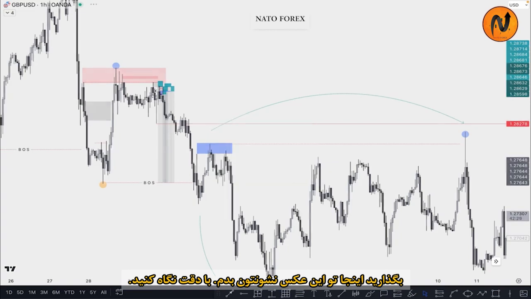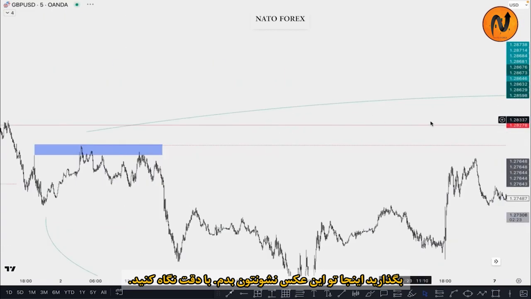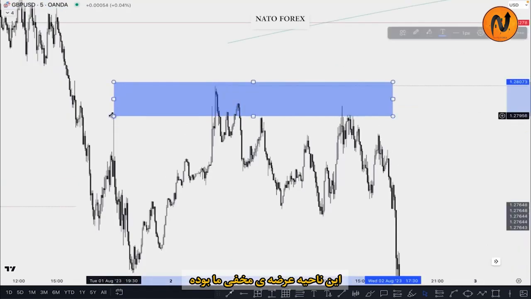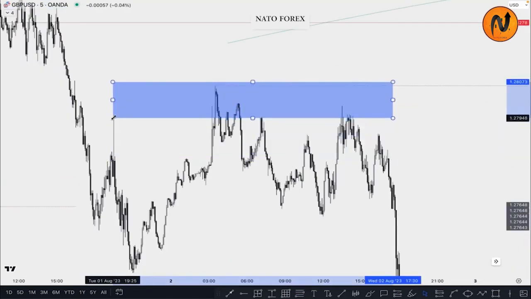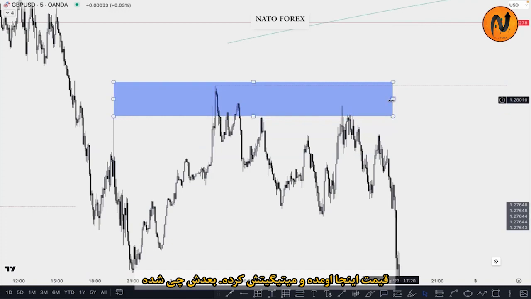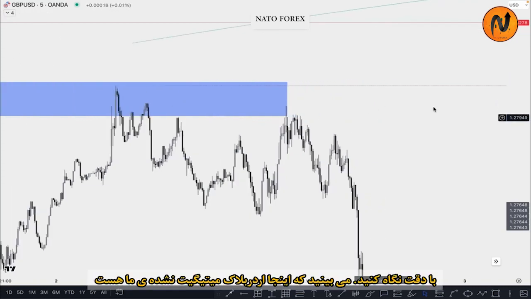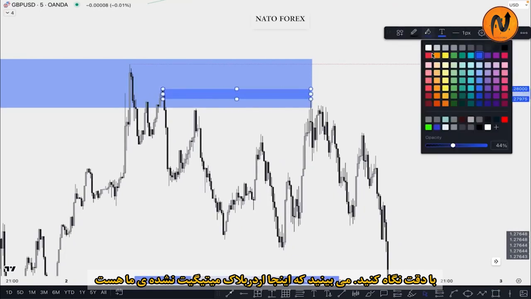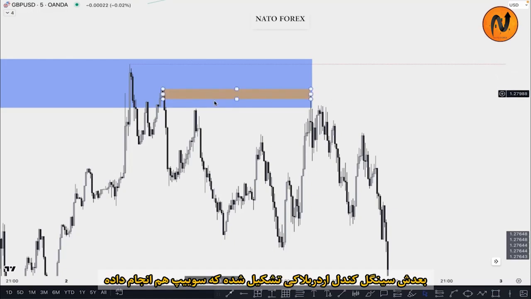Okay, now I'm going to show you one more thing. Look at this picture here very carefully. Look at this one. What happened here? This was our hidden supply zone right here. Okay, price stepped here, mitigated this point, and then what happened here? Look at this one carefully. This was our unmitigated order block at this point right here. This was our unmitigated order block at this point, and then what happened here?